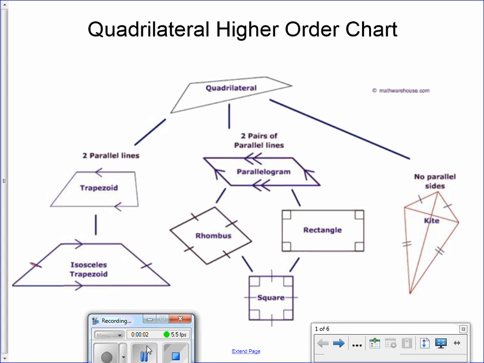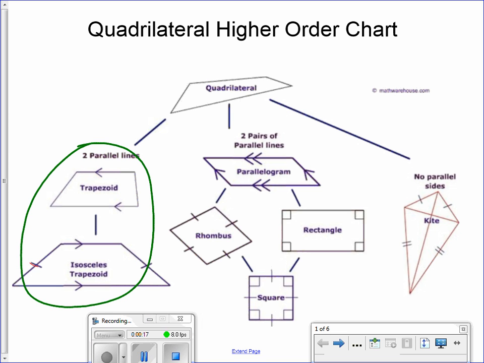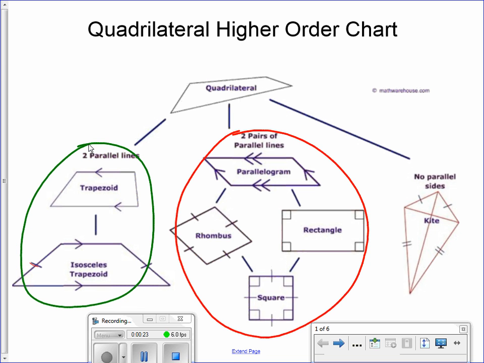Hey everybody, this is Mr. Munson, and we are starting to go into Chapter 8, which is going to be dealing with quadrilaterals. Basically, in this section, we're going to be looking at 3 sets of quadrilaterals. Quadrilaterals are simply 4-sided figures. So we're going to have 3 special sets of quadrilaterals.